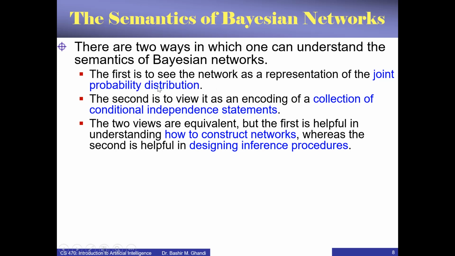If you are given a certain domain, looking at the network from the point of view of the joint distribution will allow you to actually construct the network. Whereas the second view is helpful in designing inference procedures. If you want to determine a particular probability given some of the information already in the network, then looking at it from the point of view of conditional independence will allow you to come up with the procedure for the inference. Again, we shall see that in a moment.